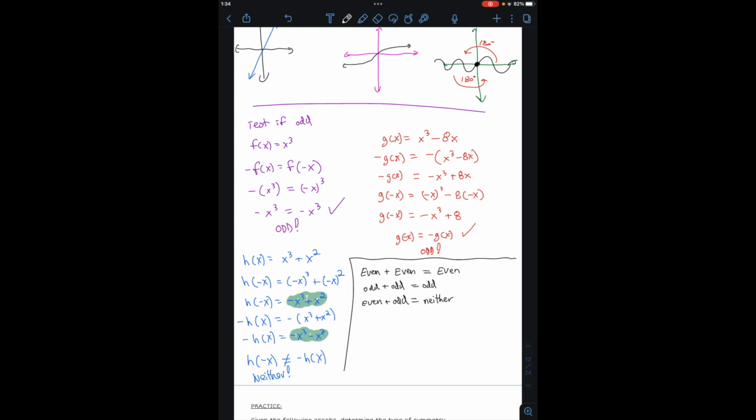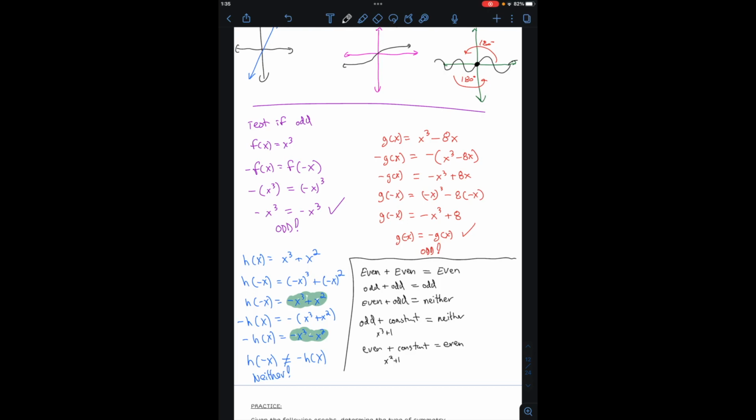But we don't really care about that. We also say odd plus a constant, such as x cubed plus 1, is neither. But even plus a constant is even, because we can go up and down on the y-axis and be okay. So that would be like x squared plus 1.